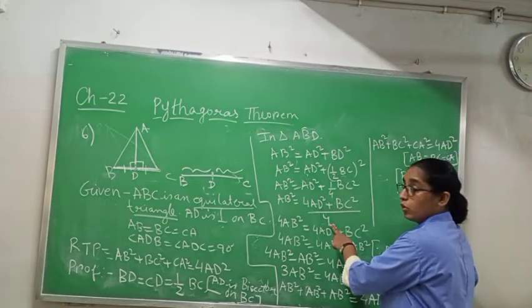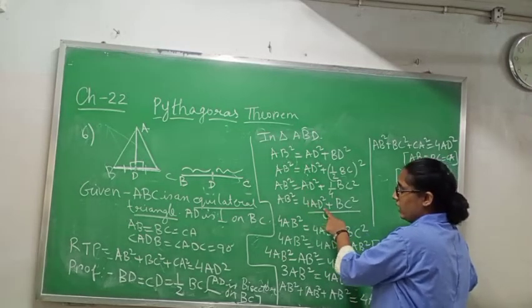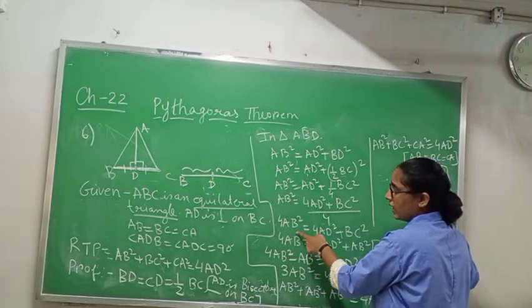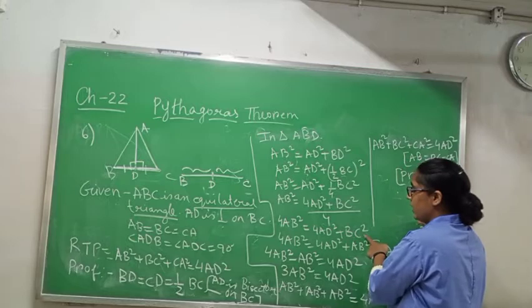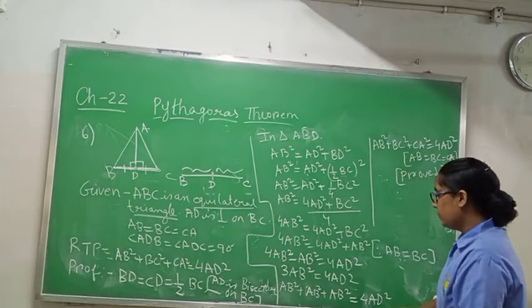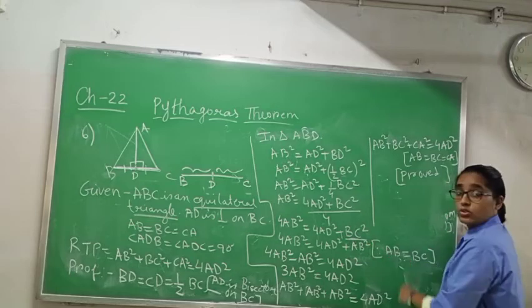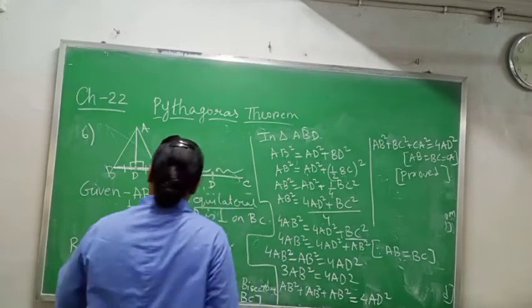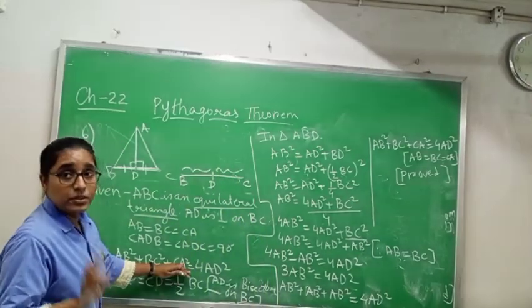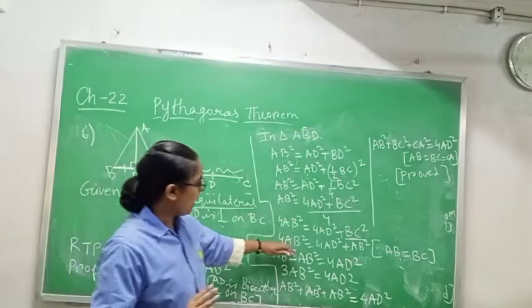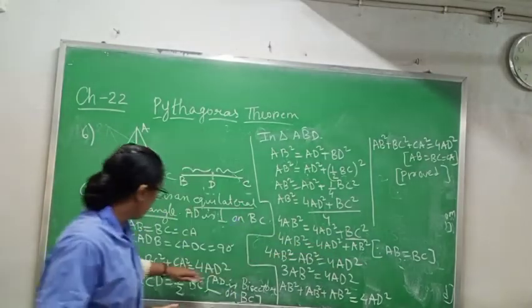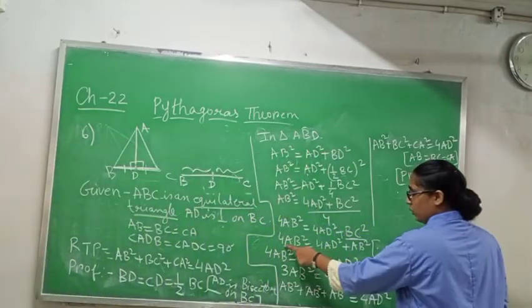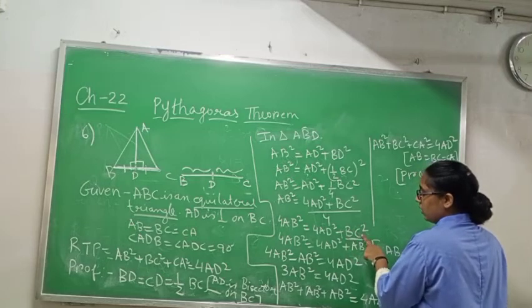When you take the LCM, 4 will be the LCM and here 4AB square will come, plus BC square. This 4 will go to this side and multiply, so it will become 4AB square equals 4AD square plus BC square. Okay. Now in place of BC, you can write AB also. Why? Because we need only 3 terms, AB square, BC square and CA square. Here we have 4AB square and BC square, so we have to remove this one.